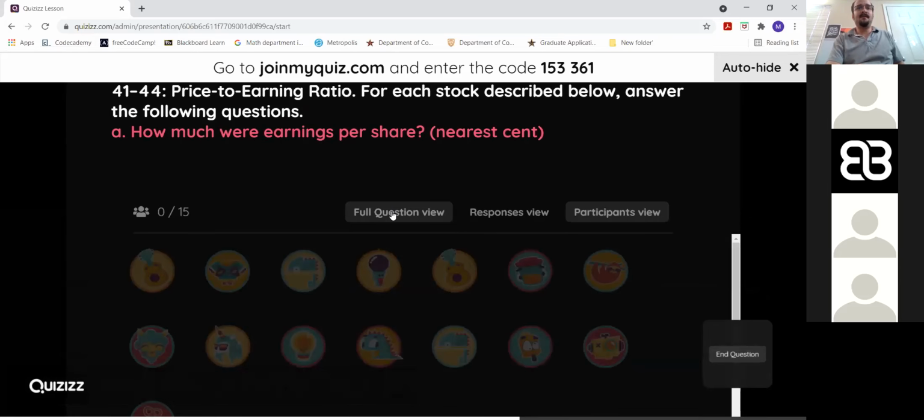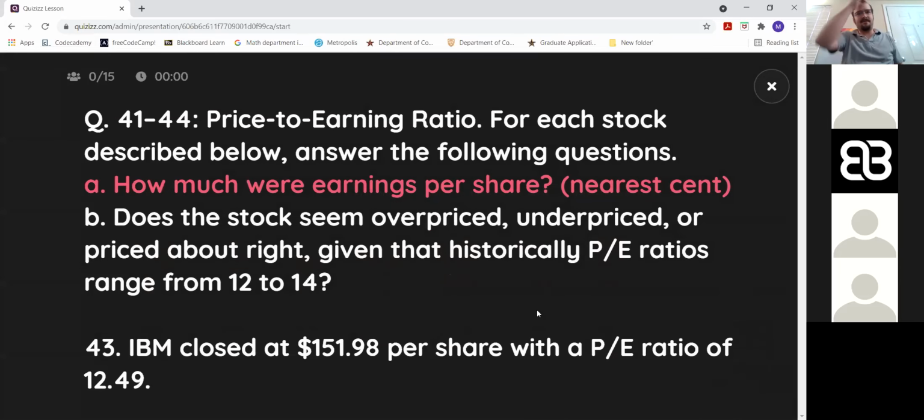So this one's got a two-parter. First, we want to answer how much were the earnings per share? Oh man, so we did this one already with the previous one with the table, but now they're just giving us information. IBM closes at, this is my price per share. My price to earnings ratio is 12.49.